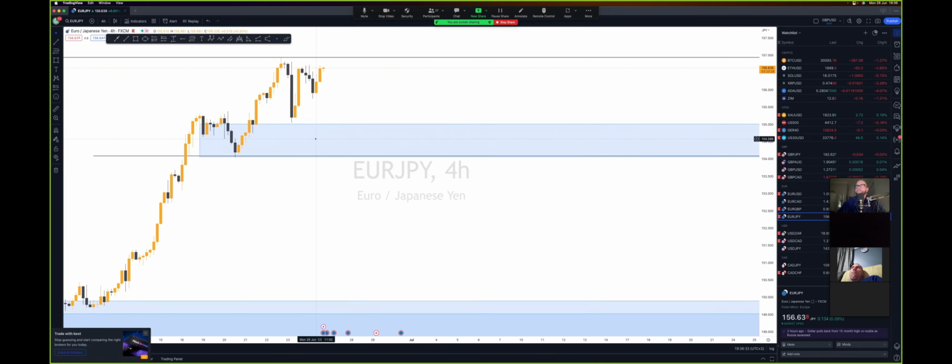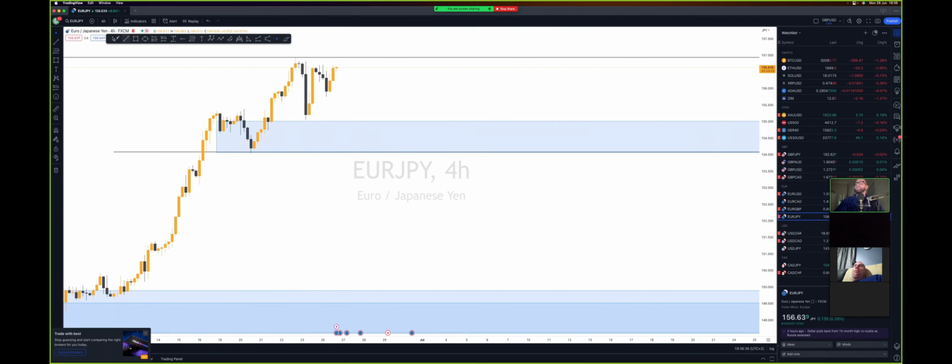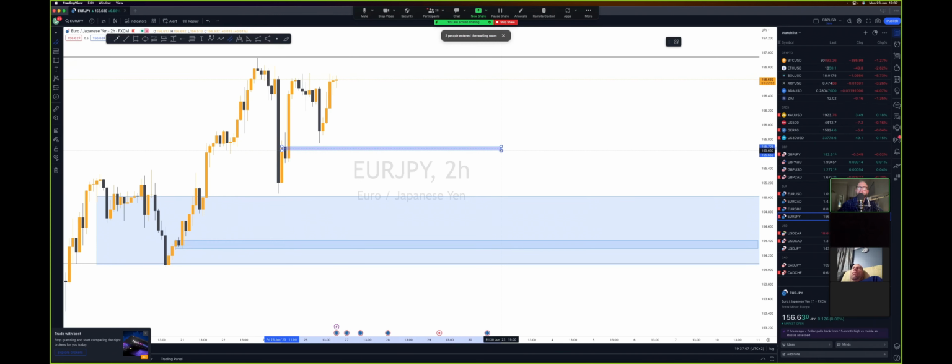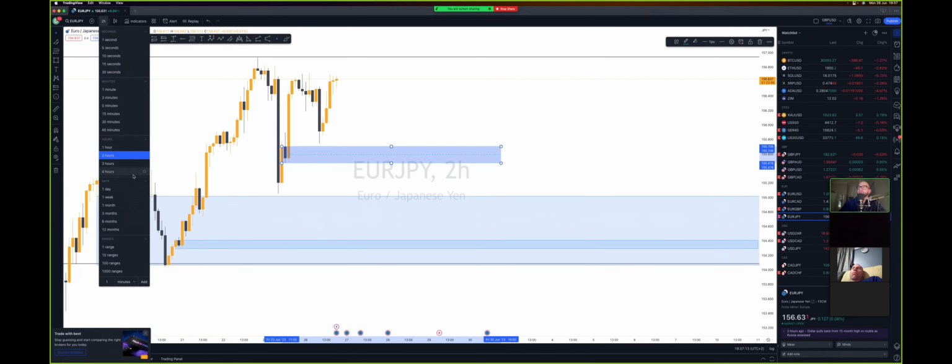There we go. Looking lacquer. Tapped, gone. Previous area not tapped, breaking structure. Alright, 2 hour area of interest down here. And just something to look at up here is possibly this. Let's check 1 hour.